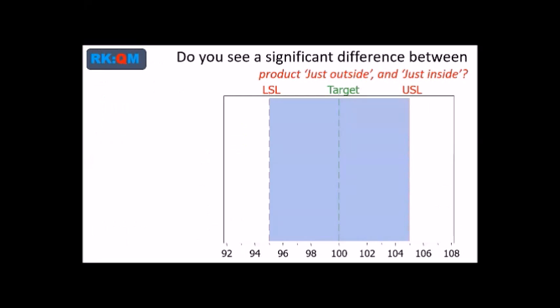Still on the topic of specifications, another question for you to consider. Here is the distribution of results from our process. Is there a significant difference between product which is just outside specification limit and product which is just inside the specification limit? Think about, how was the specification originally set or reviewed? Who set it? When was it set?